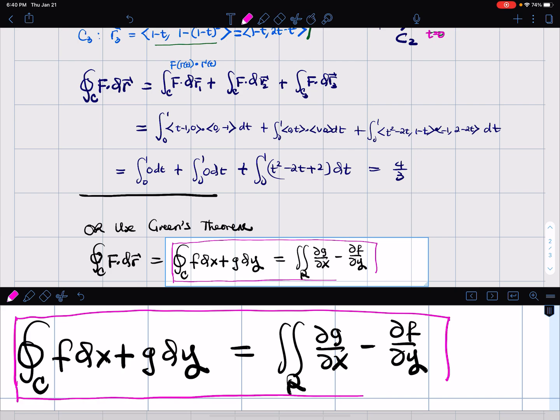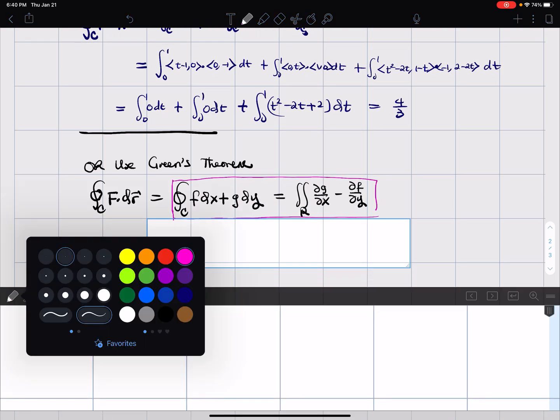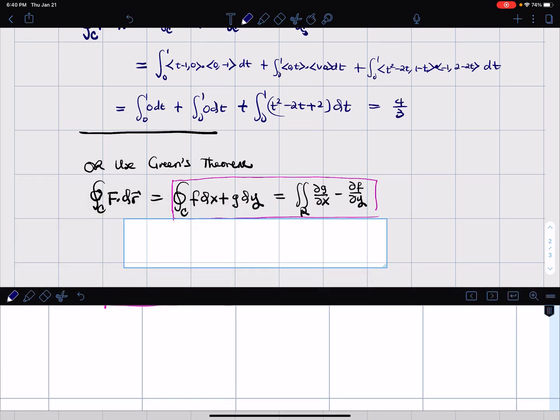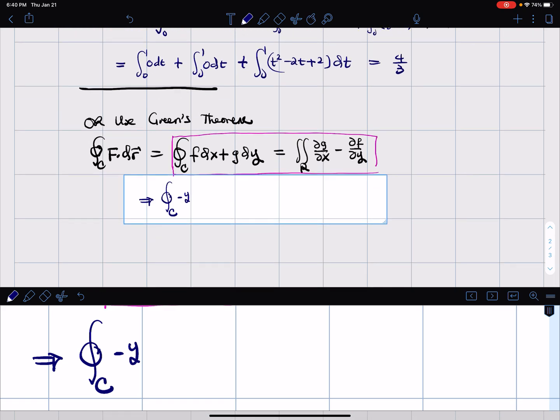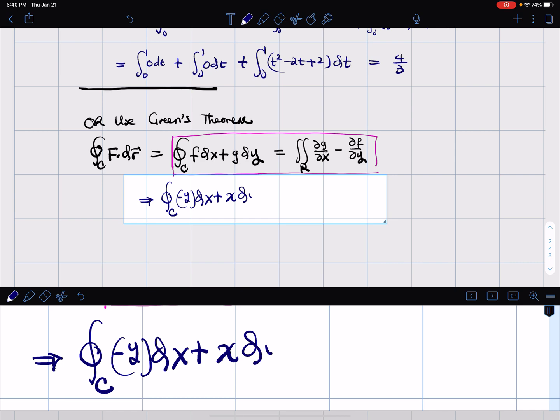Just the statement of Green's theorem. Now let's work on it. So that means we can now say that the integral, f is negative y, right? Oh yeah, negative y dx plus x dy. G is x.